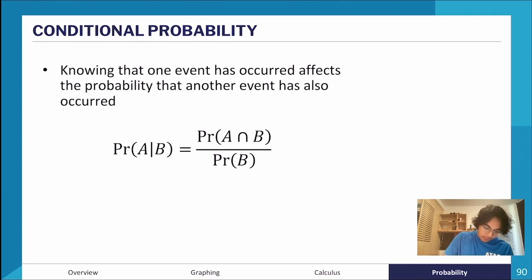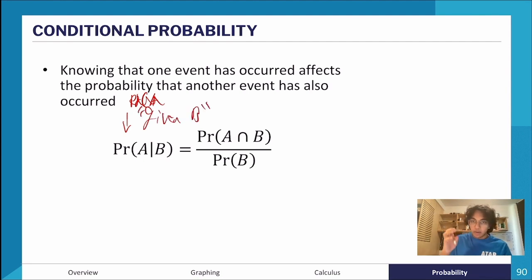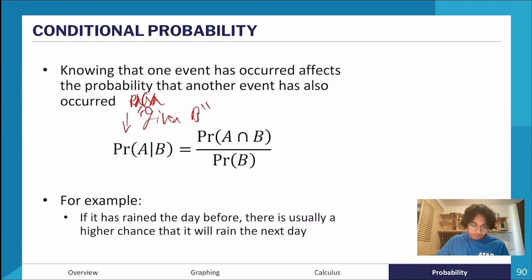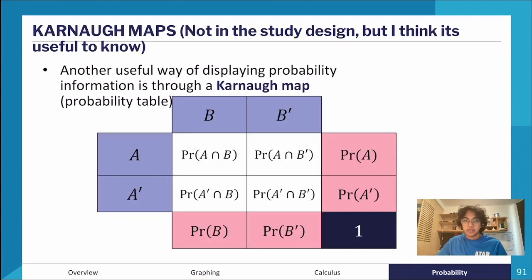And this is read as the probability of A, or the probability of event A given B. So the given part is always second. Often they'll word it like, given a thunderstorm has happened, what is the probability that it has rained? That sort of stuff. This is a good example: given that it has rained the day before, what's the probability that it will rain the next day?